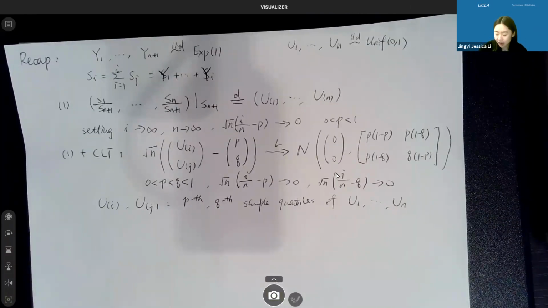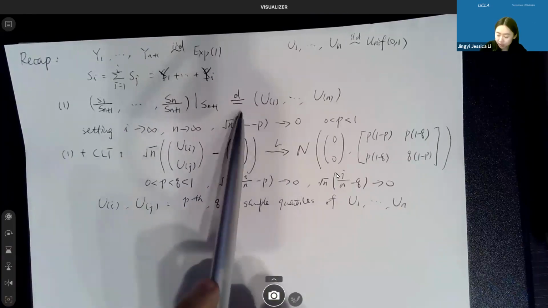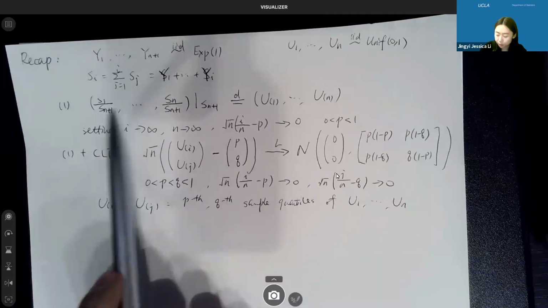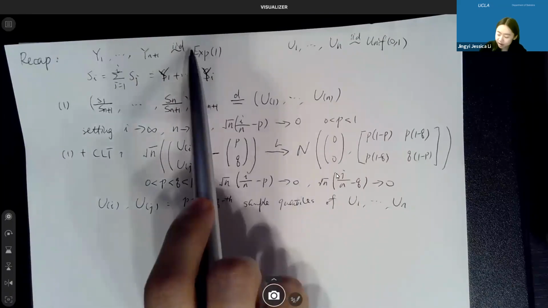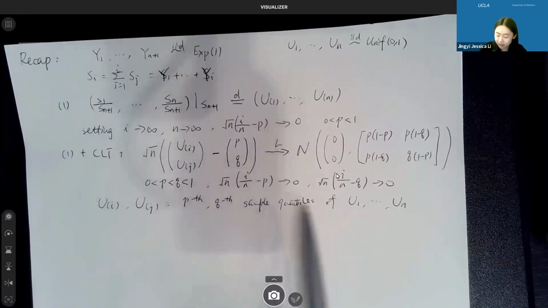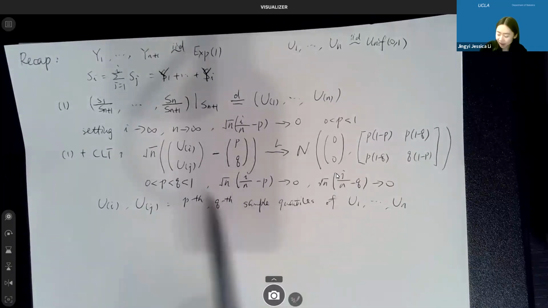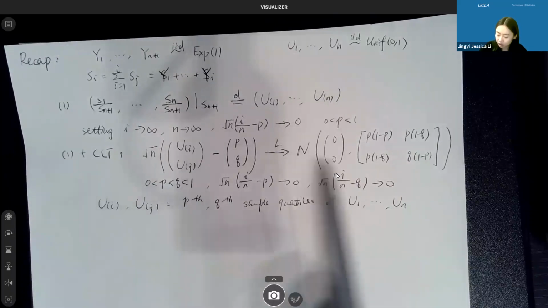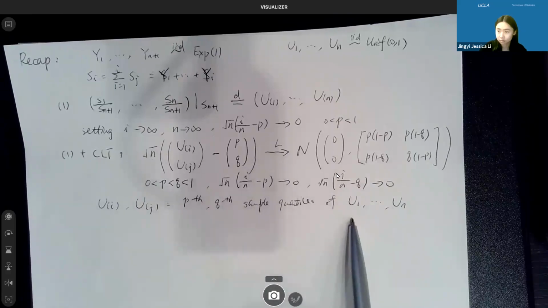Based on what we have for the central limit theorem, and through this interesting relationship between the ratio of partial sums in the exponential 1 sample and the order statistic, which corresponds to the sample quantile in the uniform sample, we make the connection. So we have this important result for sample quantiles of a uniform sample. Does this make sense to everyone?